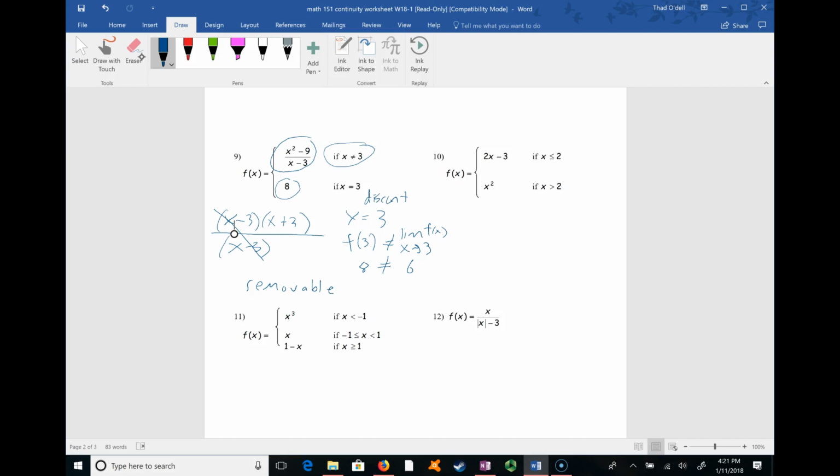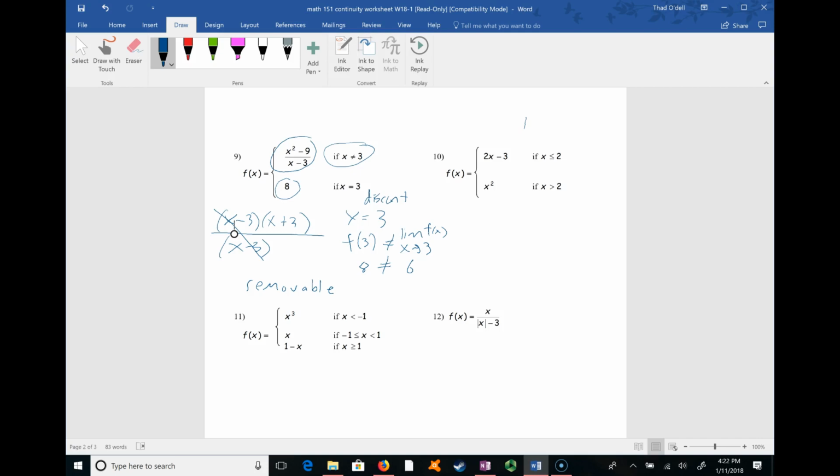Now in number 10, both of the separate two definitions are continuous, so we don't have to worry about anything with either one of those functions. So we only have to worry about where they come together. So the question is, do they meet? When I plug in 2 here, I get 4 minus 3, which is 1. When I plug in 2 here, I get 4. So they do not come together.